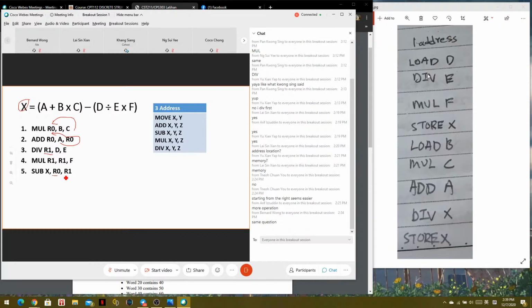Okay, this time correct. So R0 minus R1, and then store in X. So with the three address format, you can actually directly store. You don't need to do the move kind of thing. Okay, so I think that's it. If any problem, just let me know.